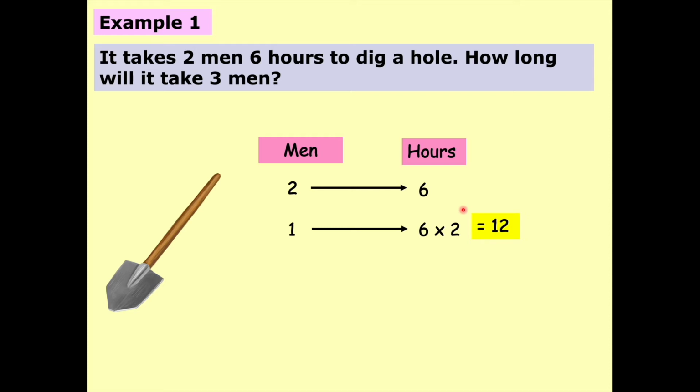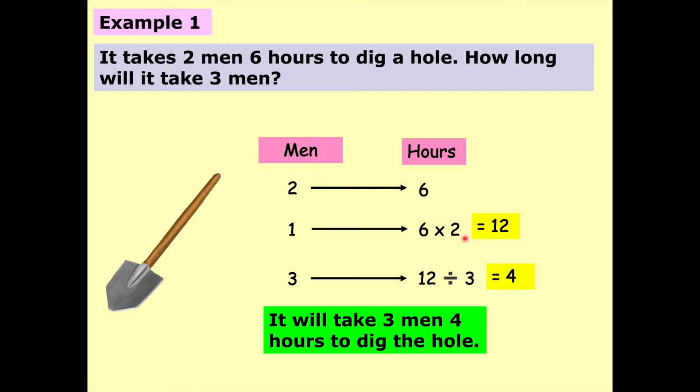So it would take 1 man 12 hours to do the job, but we are wondering how long it will take 3 men. We know it would take 1 man 12 hours to do it, so we're going to take the 12 and divide it equally between the 3 men that we've got to do the job. So 12 divided by 3 will give us 4. And we're finishing off these questions with a little sentence to answer what we're being asked. So final step, writing down your little sentence. It will take 3 men 4 hours to dig the hole.